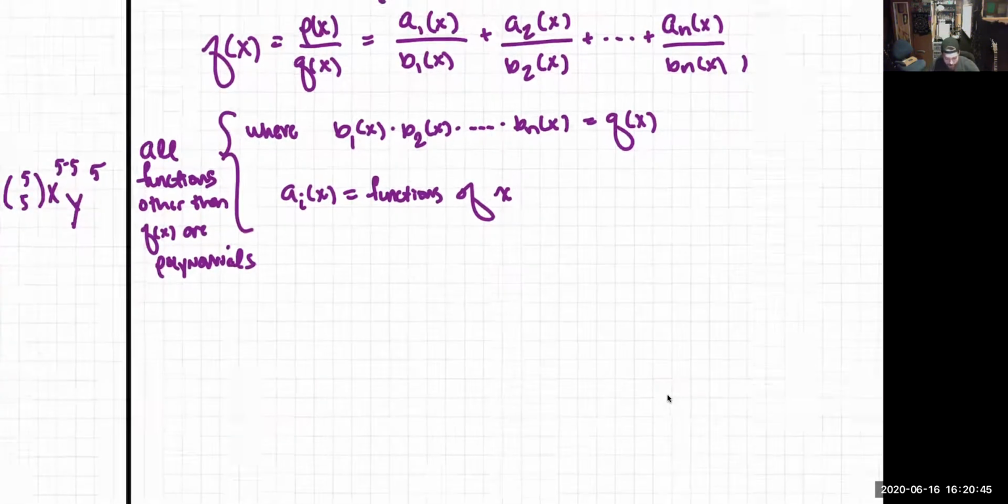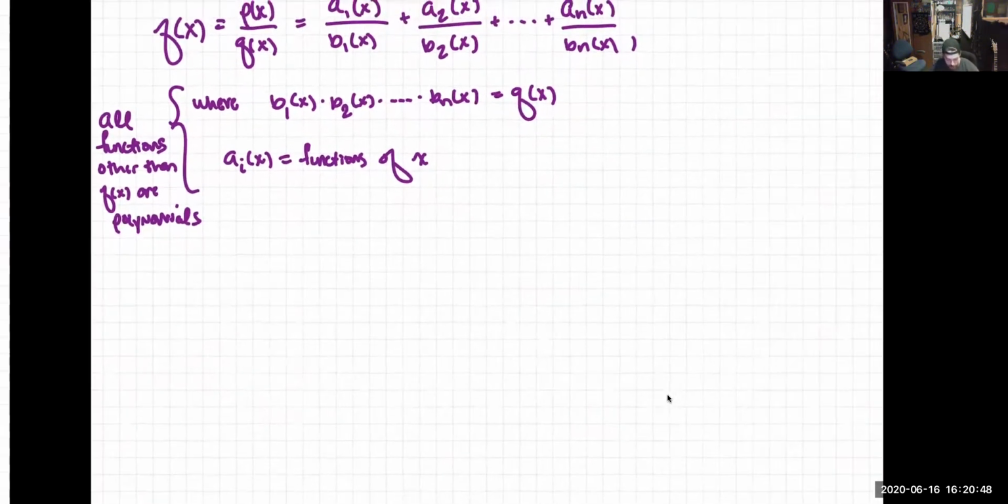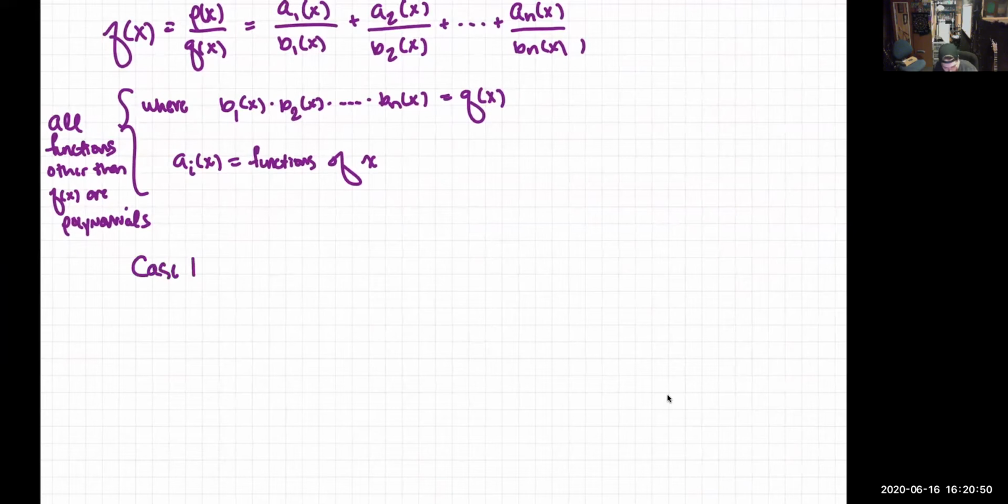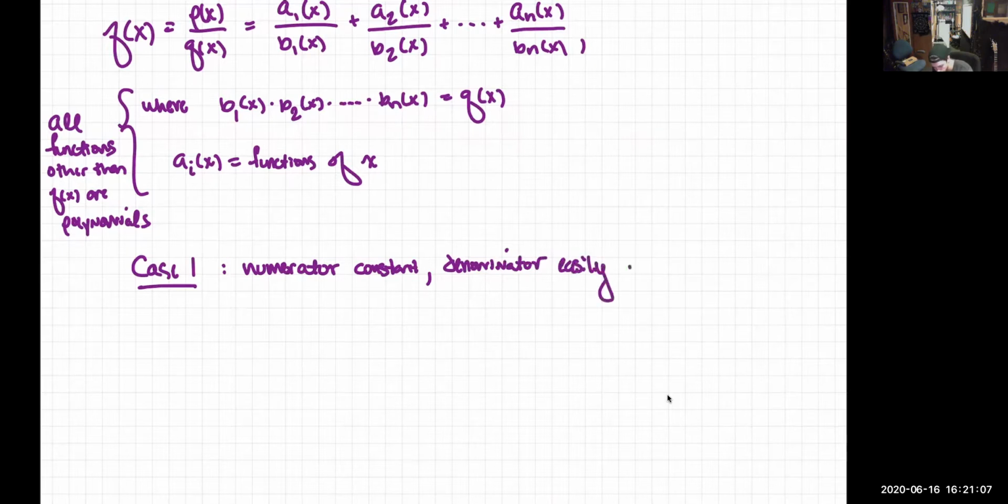So this is going to break down into kind of three general cases. Let's say case one is where the numerator is constant and the denominator is easily factorable.